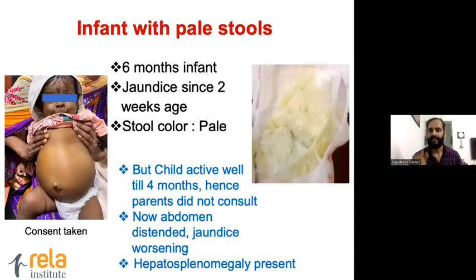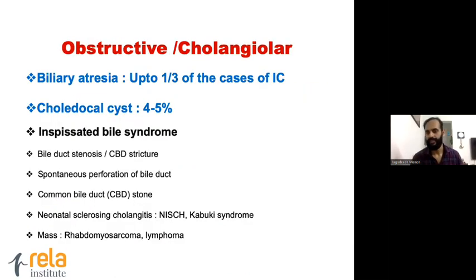That is why the next scenario: this is a 6-month infant, the same happy child that I had shown before, who had jaundice since 2 weeks of age, which is mild actually. Stool color was also totally pale. You can see the stool color, which is totally creamy white. The child was active till 4 months, so the parents did not consult because they felt the child was well. Now they have noted that the abdomen is coming out, the tummy is protruding, and hepatosplenomegaly is there.